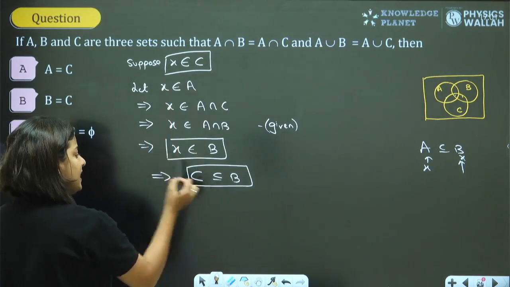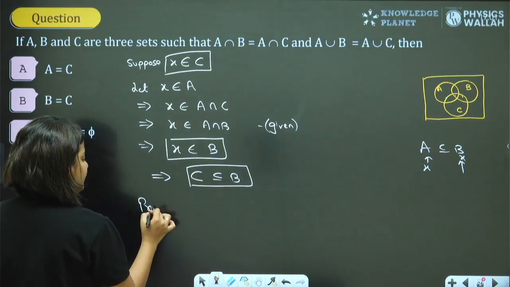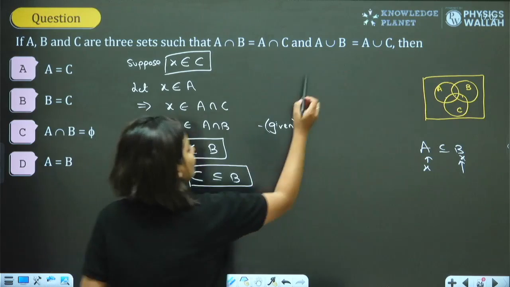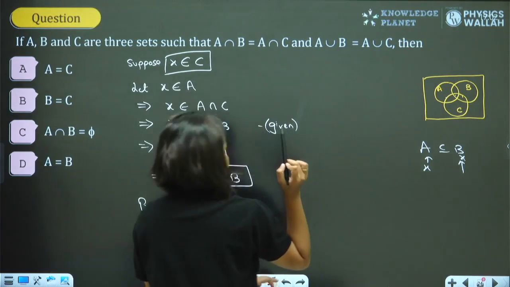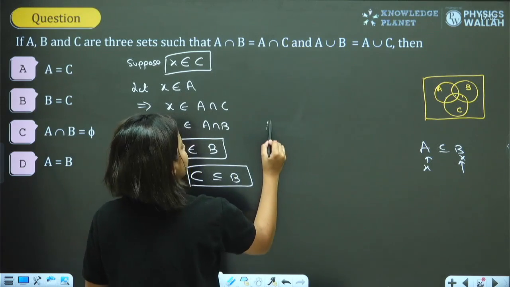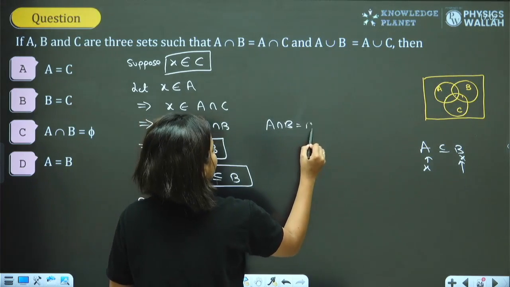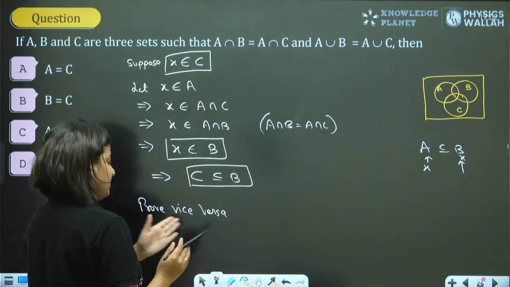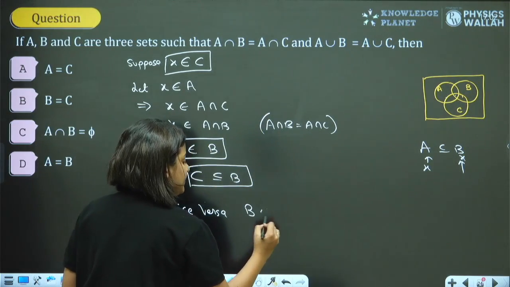Guys, using the same logic, you can easily prove vice versa. That means you will now be requiring this part. In the first section, I used A intersection B is equal to A intersection C. In the next part, you will be using the union property and you will be able to prove that B is a subset of C.